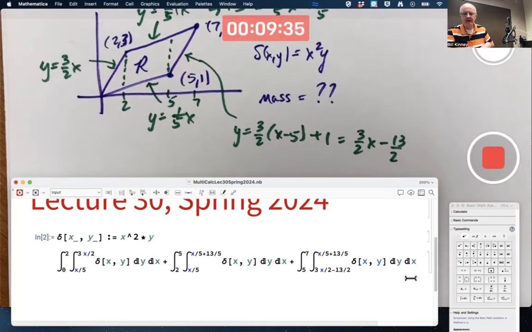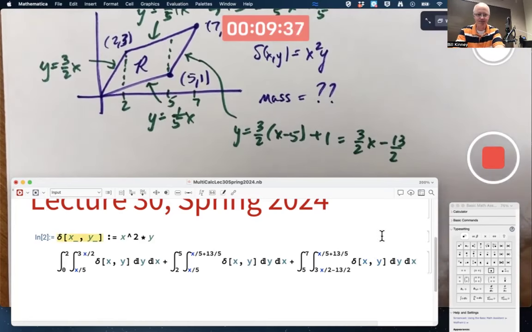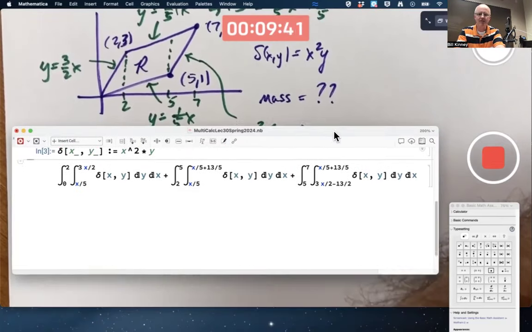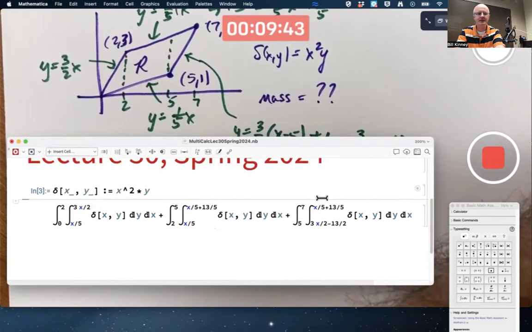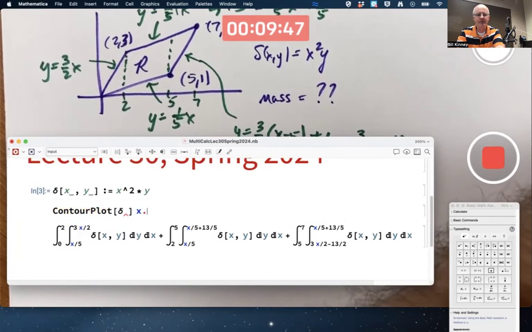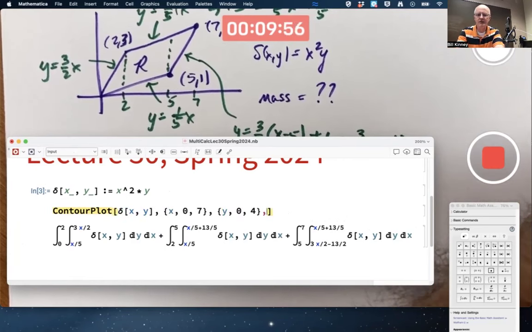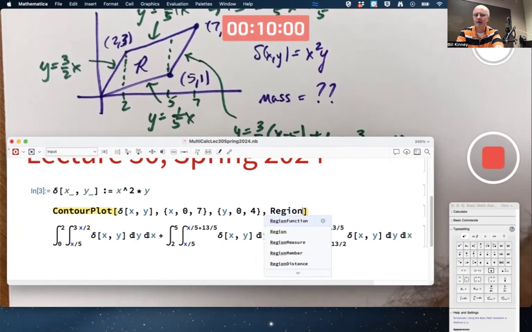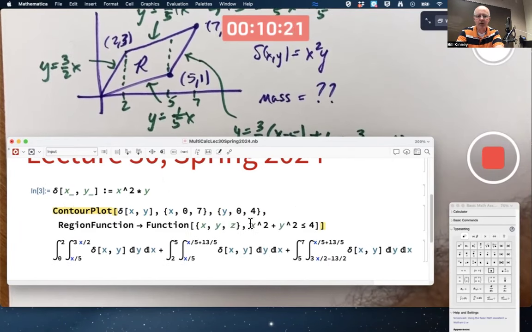Oh, before we figure it out, let's guess. Here's where I'm emphasizing the concepts. Let's make a contour plot of delta. Although if I want to just graph it over the parallelogram, I need the region function thing and then make adjustments. We are plotting it over this parallelogram.